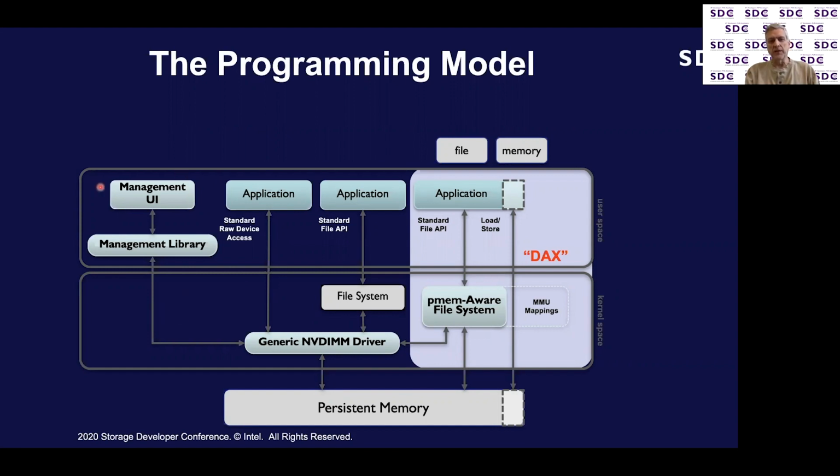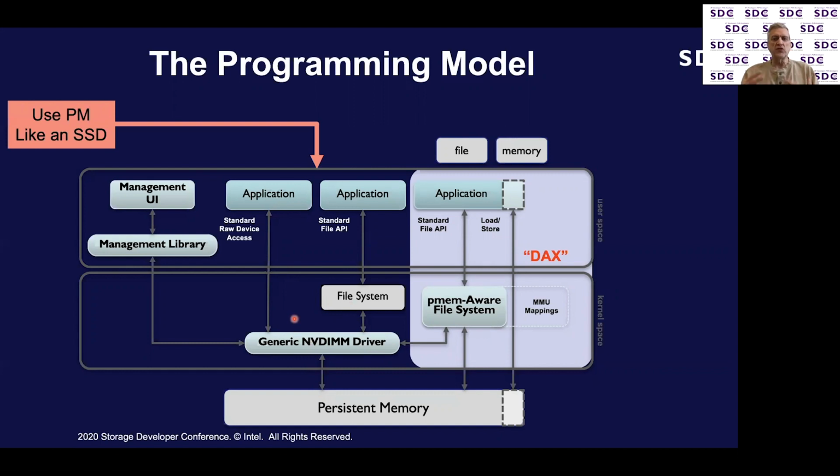In our model on the left here, you'll see the management software is able to manage persistent memory and check its health and so on. That's out of scope for what we're talking about today. But in the middle, you'll see how persistent memory can be used as storage. These are unmodified applications using the standard APIs, unmodified file systems, and it's all made possible by some sort of generic persistent memory driver in the operating system that knows how to talk directly to the load and store interface to persistent memory.